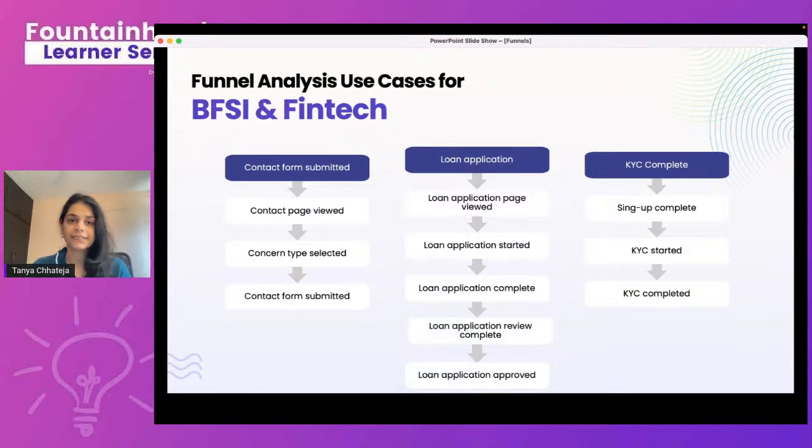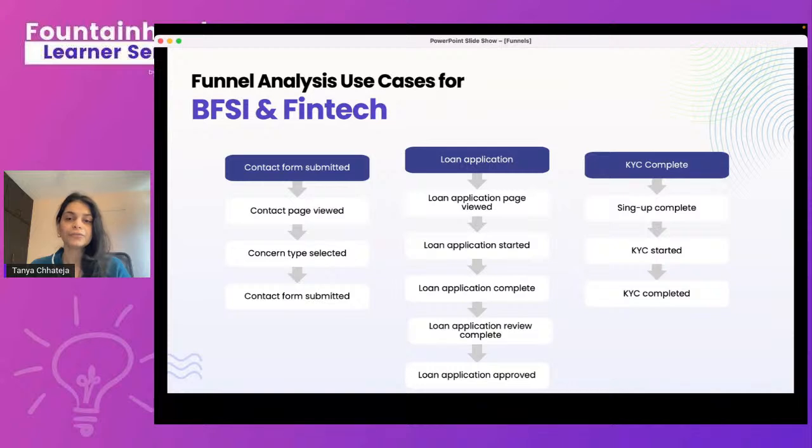For BFSI and FinTech, the use cases could be contact form submitted. So if a user lands on a contact page viewed and selects the type of, let's say, loan he's looking for, either a business loan or a home loan or a personal loan, and submits your contact form. So if at stage 2 you were able to understand that the user is looking for a home loan, but the user did not go ahead and submit the contact form, you can accordingly send a nudge to the user saying, why don't you go ahead and submit your contact form, right?